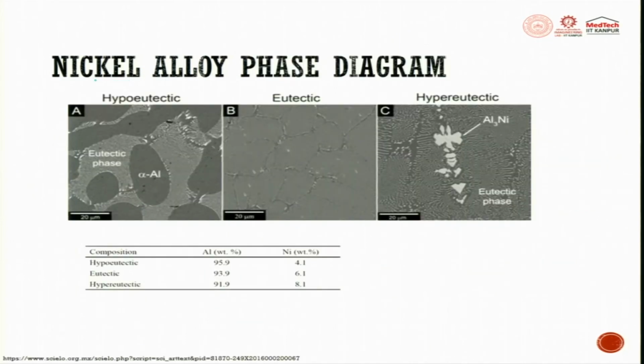When you look at nickel alloy phase diagram, you can see hypoeutectic. This is eutectic phase, which is alpha Al. Here hypoeutectic, the aluminum composition is close to 96% and the nickel is 4. Eutectic is 94, 6 is the nickel percent, and hypereutectic is 91 and it is approximately 8. If you see hypoeutectic, this is how the microstructure looks like. When you look at eutectic, it is looking like this, and when you look at hypereutectic, these are Al3Ni white phases which are present, and it is eutectic phase.